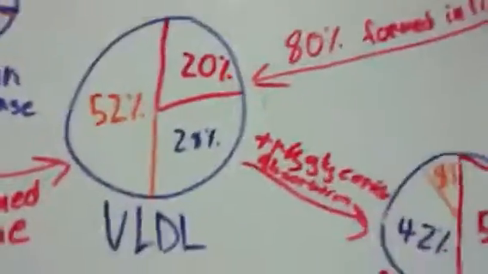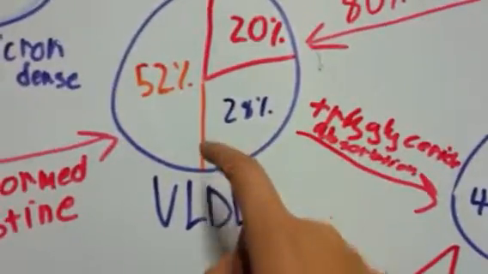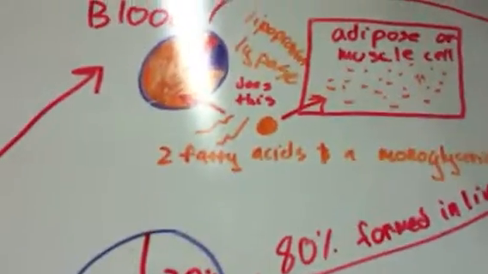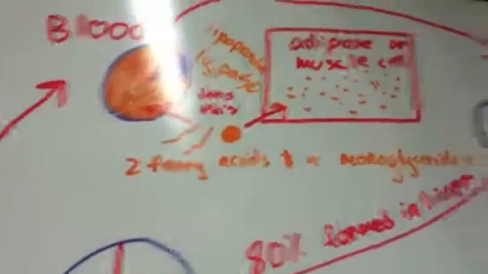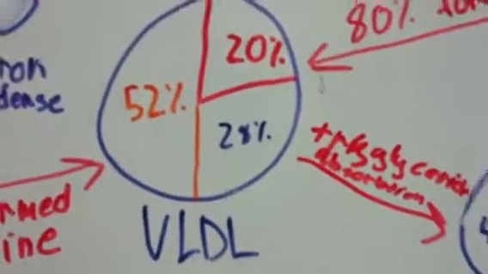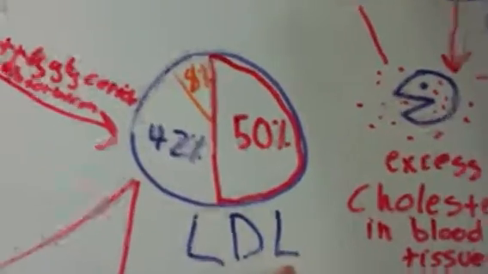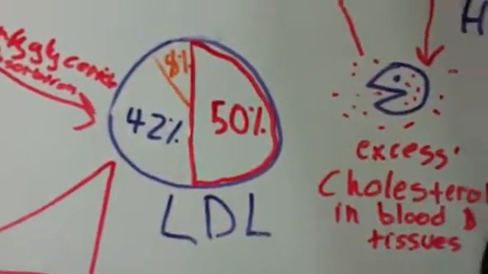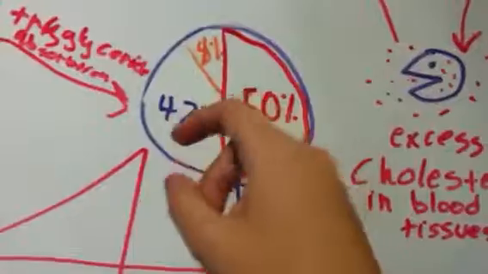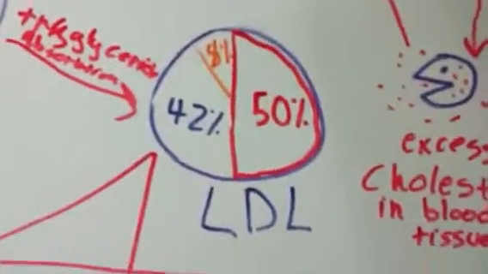And then this is made up of about 52% triglycerides, 20% cholesterol, and 28% of that shell. And then VLDLs basically do the same thing as our chylomicrons. They go around in our blood and they drop off their triglycerides. And when it's done dropping off most of its triglycerides, it returns from a VLDL into an LDL. And this is a low-density lipoprotein, is what's known as our bad cholesterol, right? So it's made up of 50% cholesterol, 42% of that shell, and then very small, just leftover triglycerides, 8%.